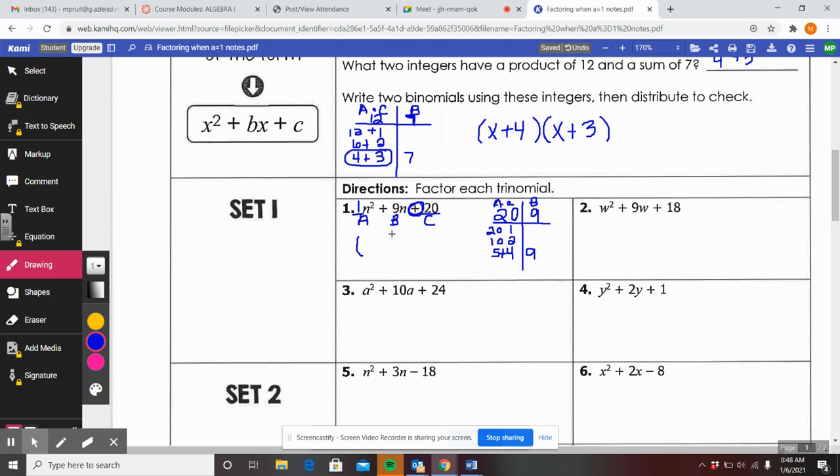So all you do is write 2 parentheses. You split up your variable. So what's your variable this time? N, and then it's plus 5 and plus 4.